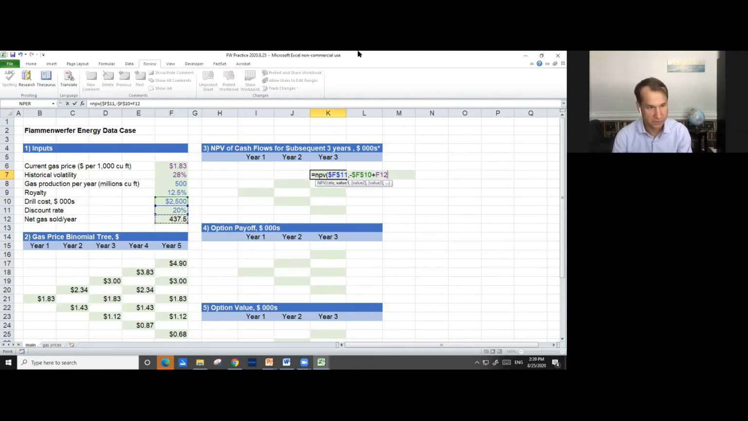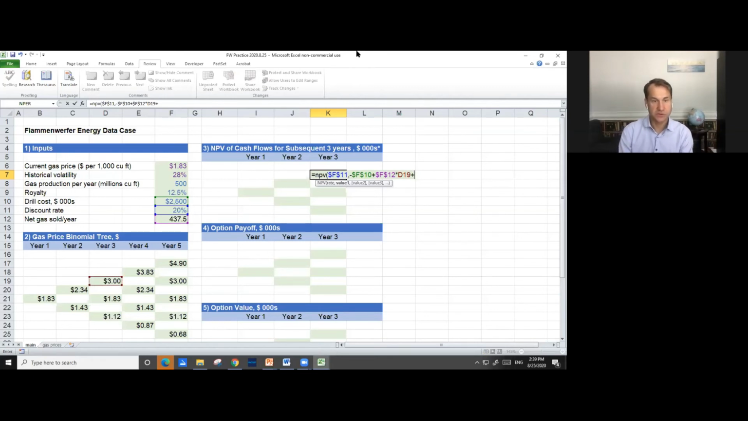production 437,000. I'll freeze that, times the price in year 3. So that's in cell D19. And D19, I am not going to freeze. So that's the cash flow in year 1.